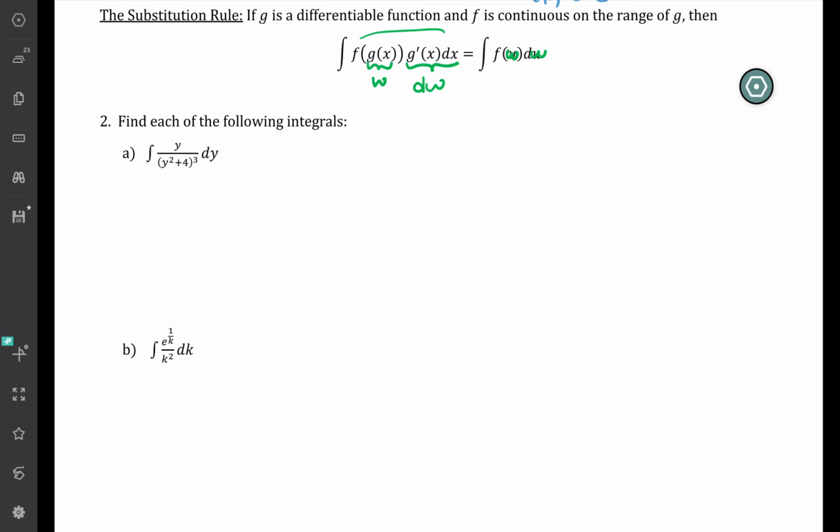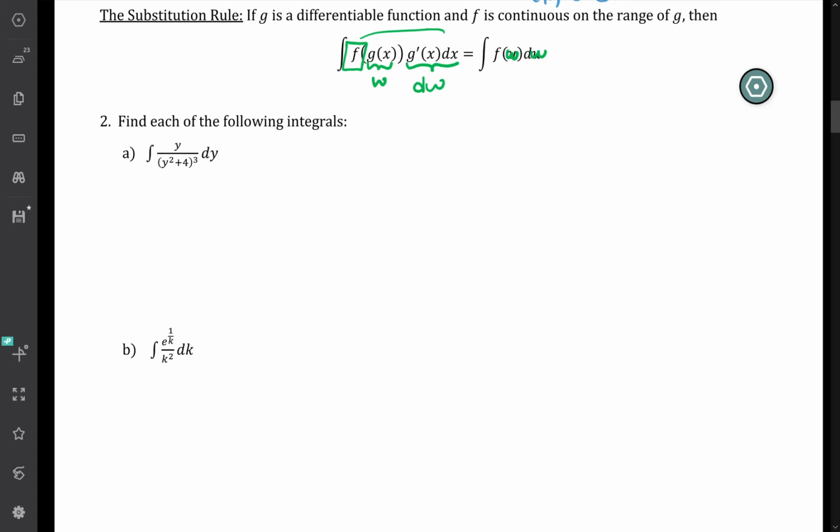Okay, so if we're looking at these, the big thing is trying to spot the w and the dw. So there's a couple of things you can look for. One is, if you see some kind of function floating around, the only way it could be your w is if its derivative is also floating around, or something that is really close to its derivative and is only missing a constant. The other thing is that we're looking for composition, right? The goal is to actually isolate this f function. So you're looking for somewhere that your g function got plugged into your f function.